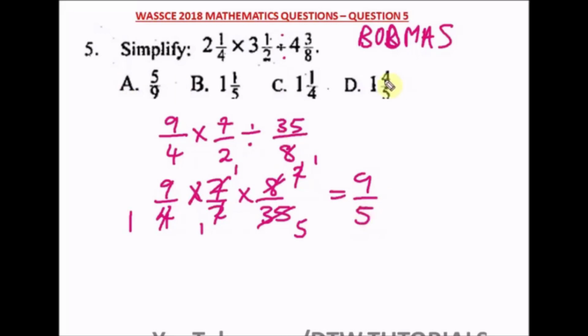Okay, and our answers are in mixed numbers, so let's convert this to a mixed number. How many times would 5 go in 9? It will go 1 time, remainder 4 over 5. So this is our answer, and our right option here is option D.